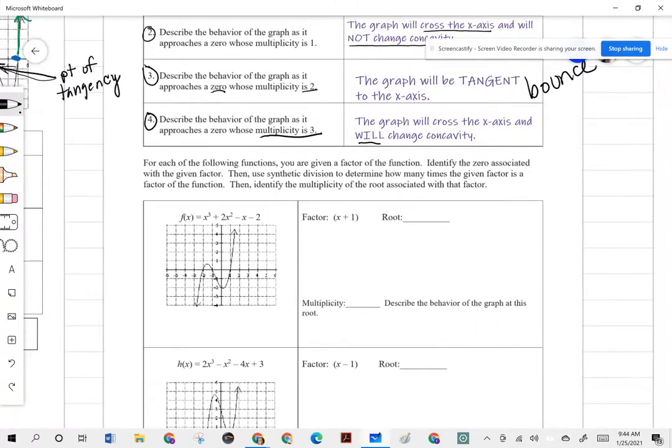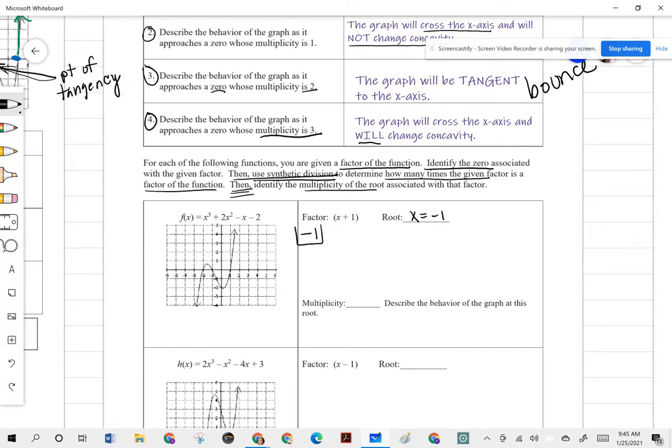So now moving on, for each of the following functions, you are given a factor of the function. We are supposed to identify the zero associated with the given factor, then use synthetic division to determine how many times the given factor is a factor of the function, then identify the multiplicity of the root associated with the factor. So let's take a look at this. We know that the factor is x plus 1, so our root is x equals -1. So we need to synthetically divide.